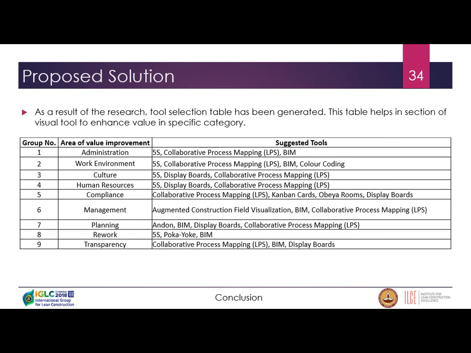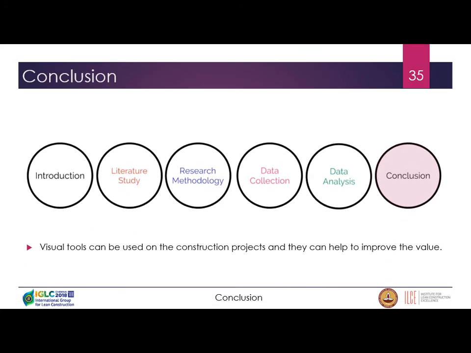This is the proposed solution, with the 9 groups identified in the second objective and these tools. If we want to improve only a particular area of the construction project, for example culture, then tools like 5S, display boards, and collaborative process mapping are most applicable and easy to implement. Similarly, it goes for all the groups. The conclusion is that, from the results obtained in the previous tables, visual tools can be used for the construction project and can increase the value.